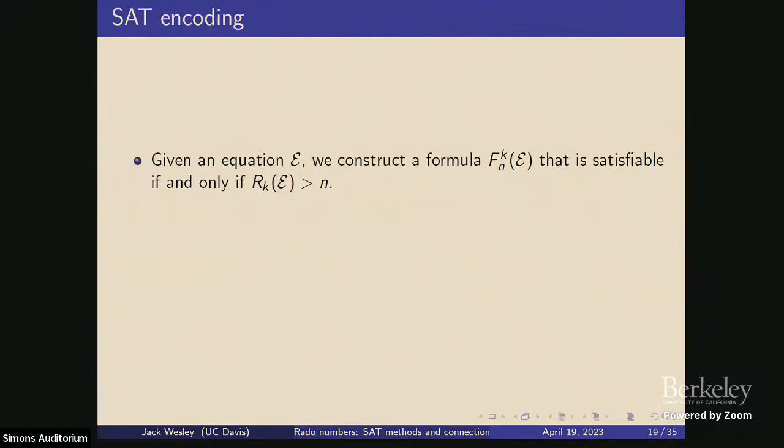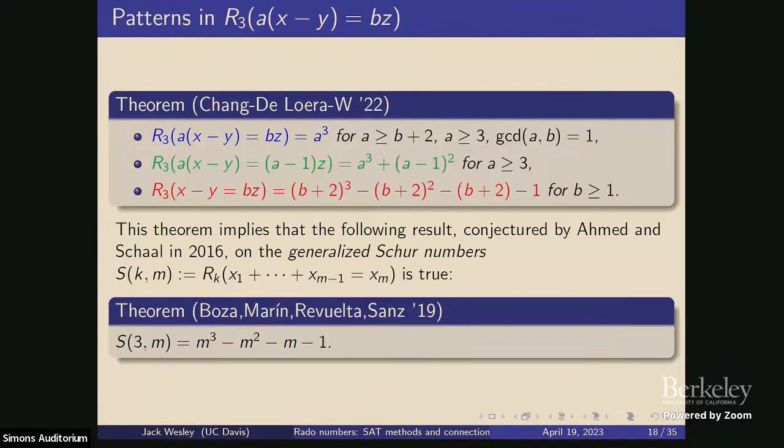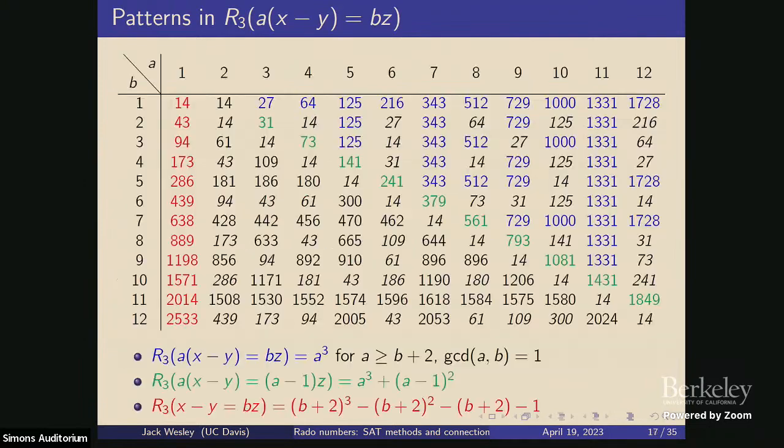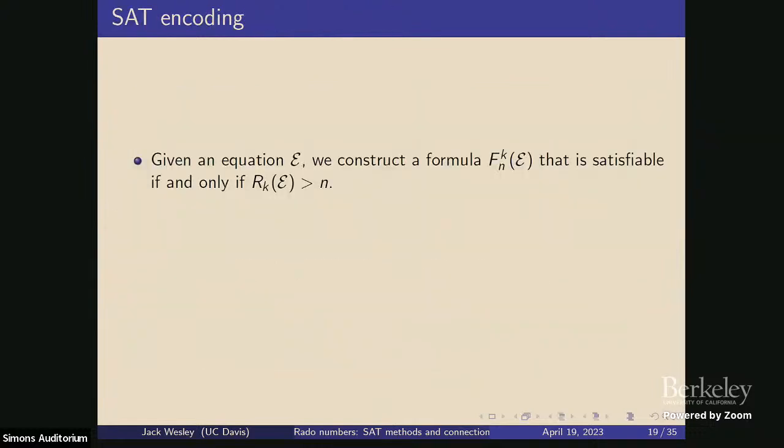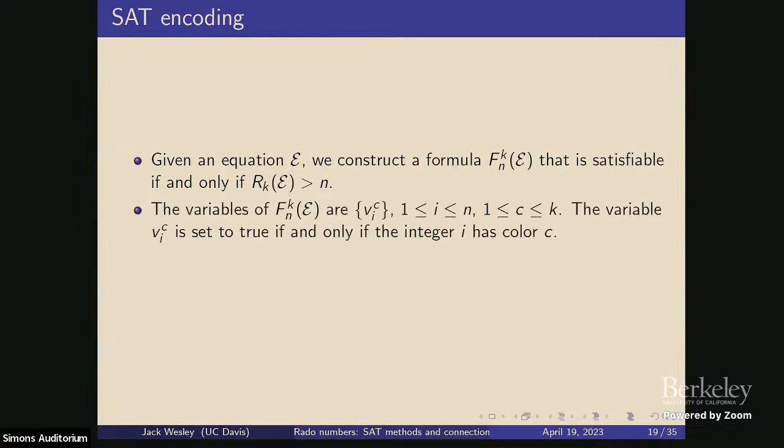Okay, so how do we do all of this? So for our previous table of this, we just did a natural SAT encoding, but I also want to explain how we do this as well using SAT. So just the basic setup is, of course, given an equation E, we construct a formula where it's satisfiable if and only if the Rado number is at least n. And I won't spend too much time on this encoding, but we have variables for each integer color pair, where this variable is set true if and only if we color I with color C.